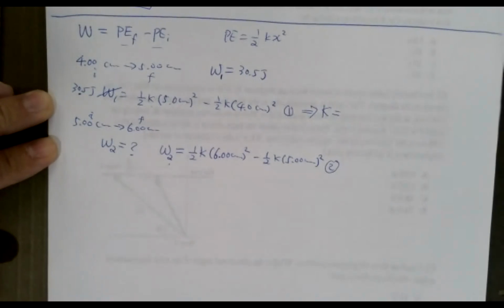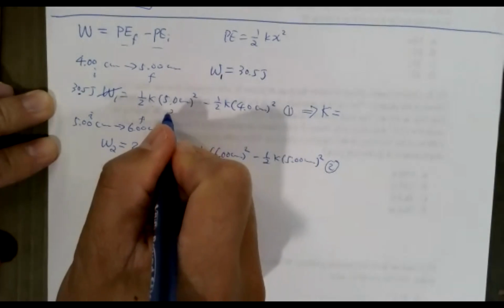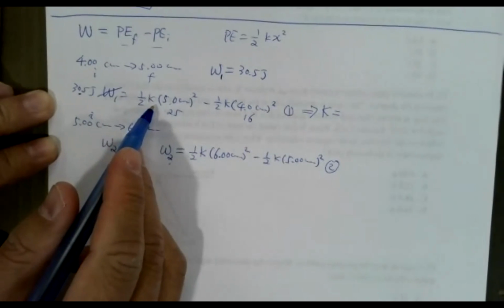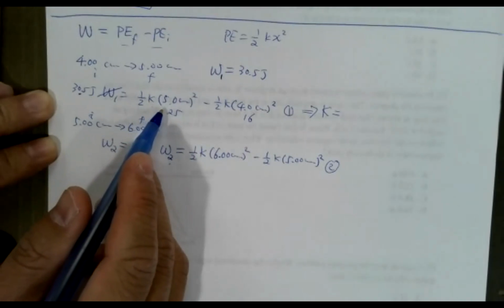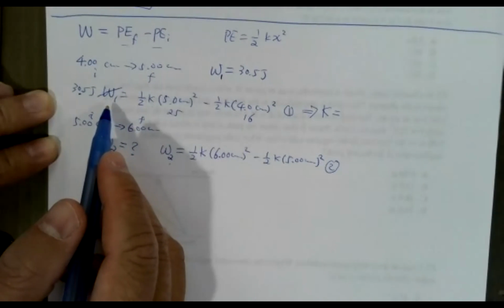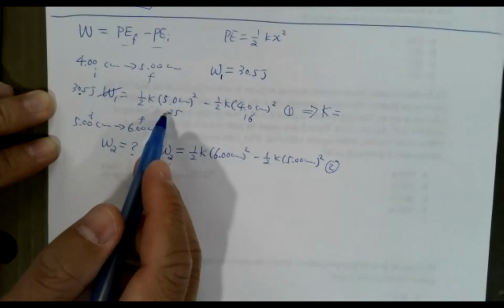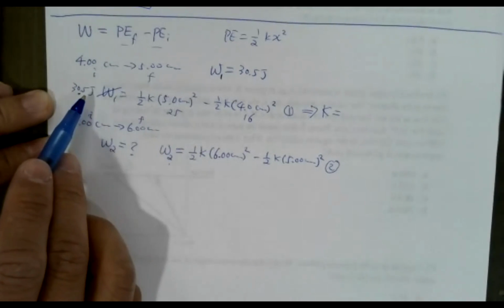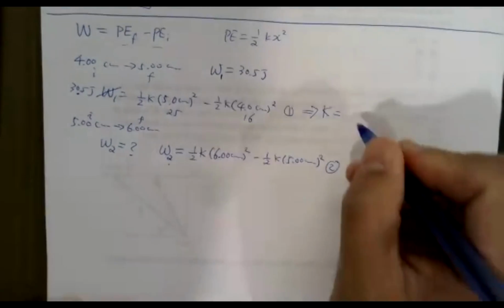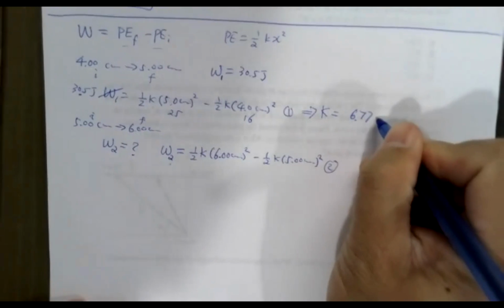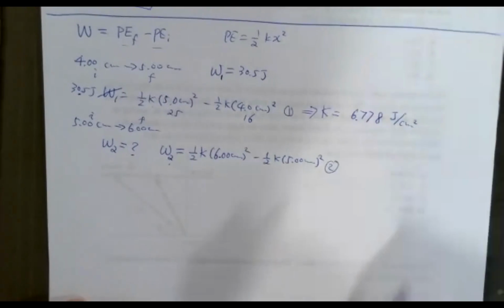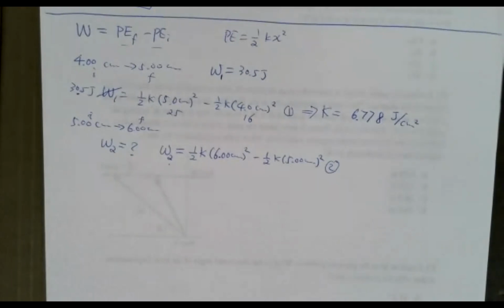Because it's just 1/2 K, the 5 square, which is 25, minus 4 square, which is 16, right? So 1/2 25K, 1/2 16K, all right? You can do the difference and then figure out what's the multiplier for the K and then divide 30.5 by that, okay? So I'm not going to go into details there, but you will figure out that K is equal to 6.778 joules per centimeter square, okay?